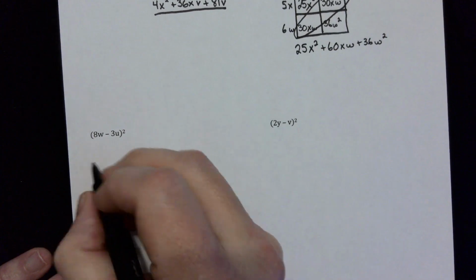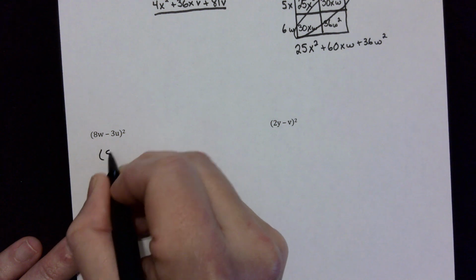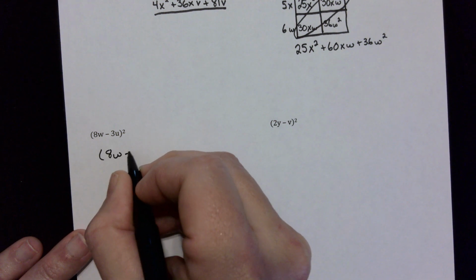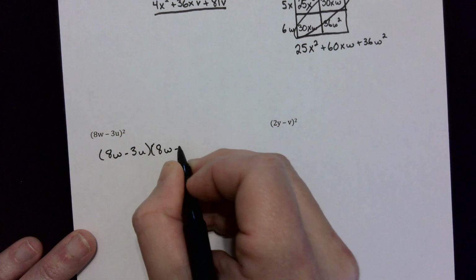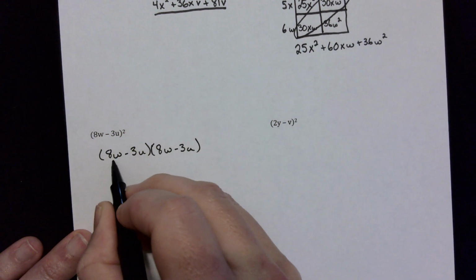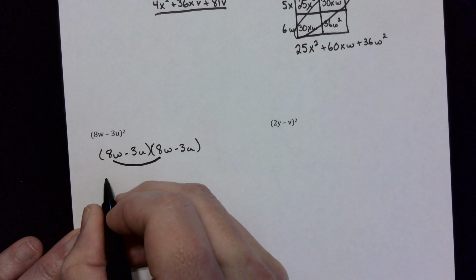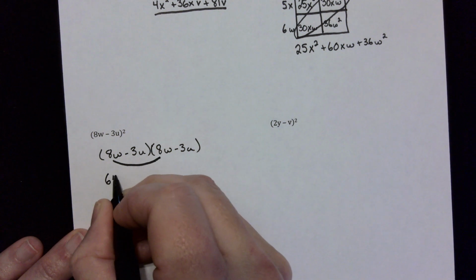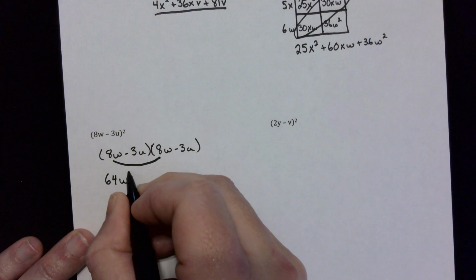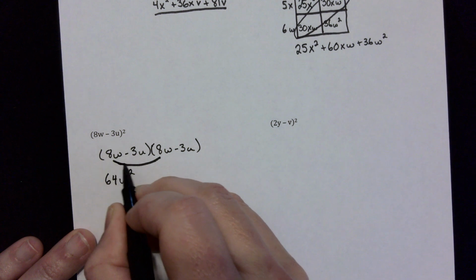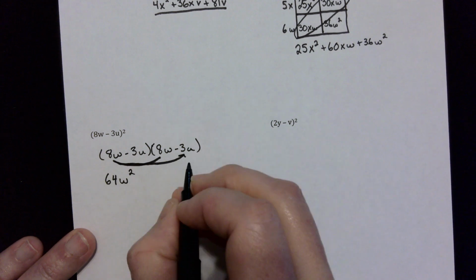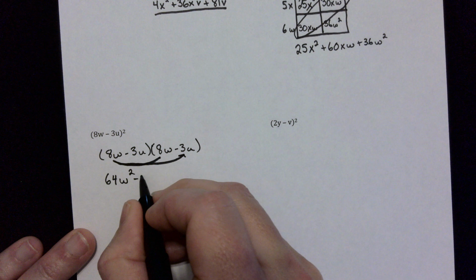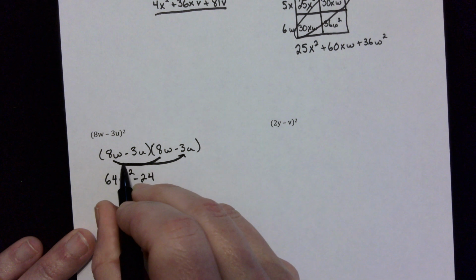Okay, let's do this one. This one I will just distribute again. So 8w minus 3u times 8w minus 3u. 8w times 8w is, well, 8 times 8 is 64, and w times w is w squared. That's the first term. Now let's multiply it times the next term. So 8w times negative 3u. 8 times negative 3 is negative 24, and then we get uw.